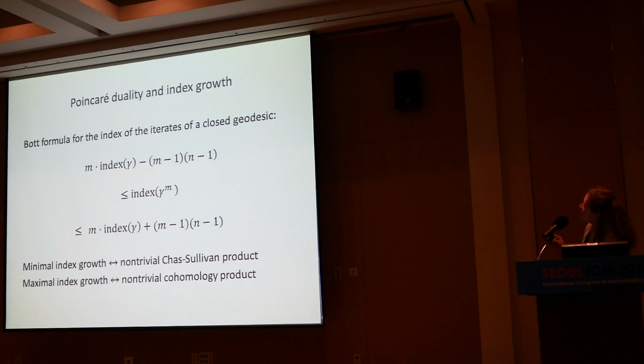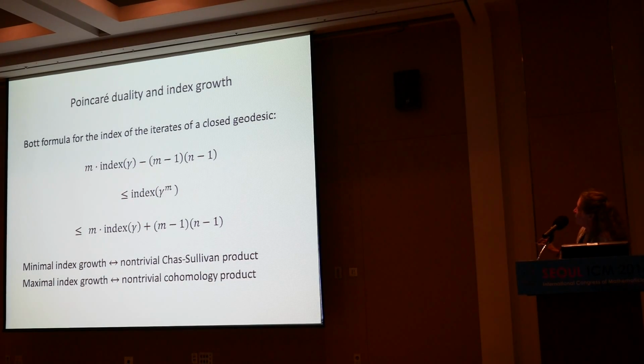Here's one that has to do with index growth. The Bott formula, remember I told you that the index of the iterates is approximately linear? Well, here's the exact formula from Bott. If gamma is a closed geodesic, then its iterate, gamma to the m, is also a closed geodesic. And the index of this iterate is bounded below by m times the index of gamma minus some number, and it's bounded above by m times the index plus that same number. So you see the symmetry between the bottom and the top.